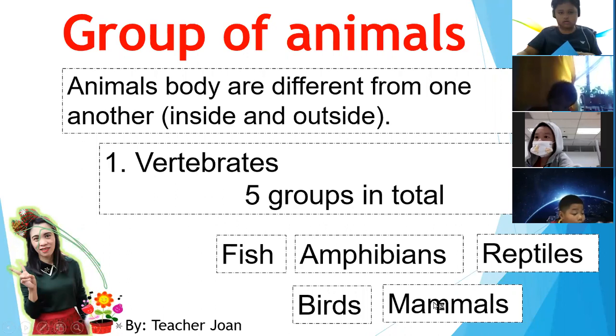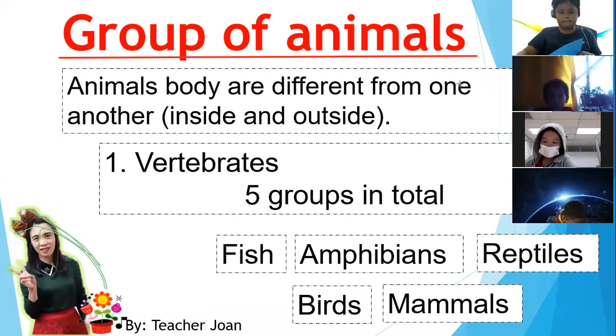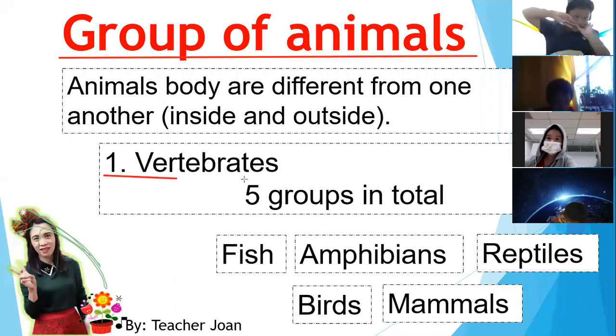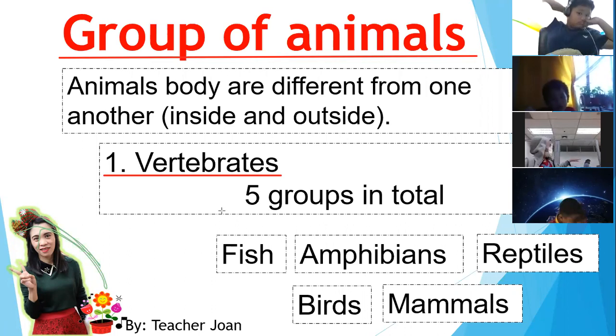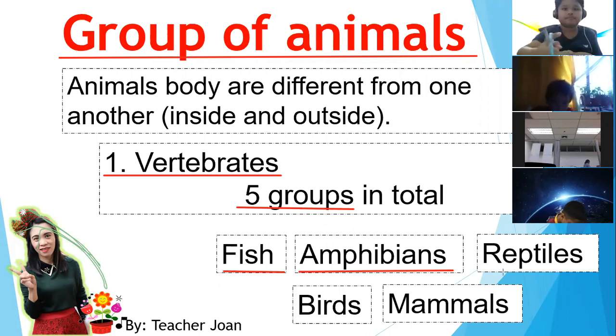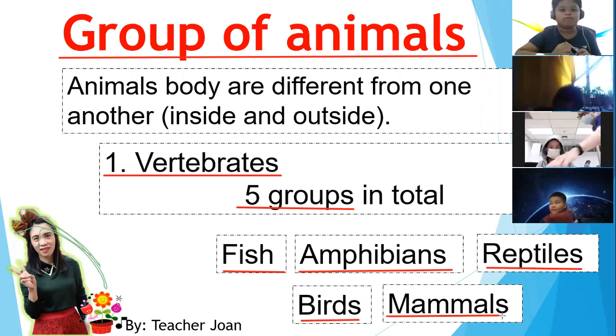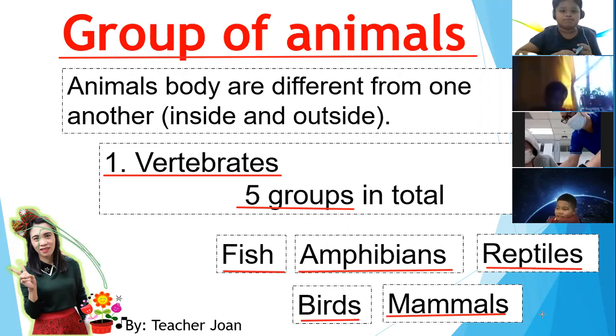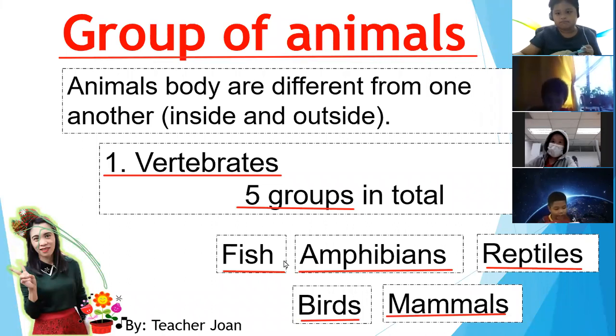Okay, so I will write a doodle which one you're going to write, okay? So you need to write first group of animals. Okay, can you see it? Group of animals. Number one, vertebrates, okay? Next, five groups. Fish, amphibians, reptiles, birds, mammals. Okay, those words that are underlined, you're going to write them in your science notebook.